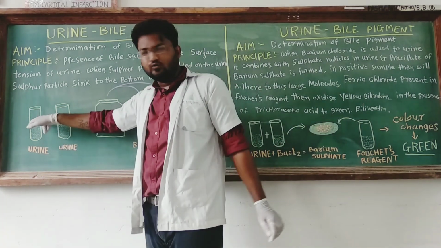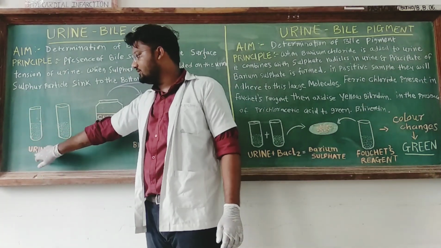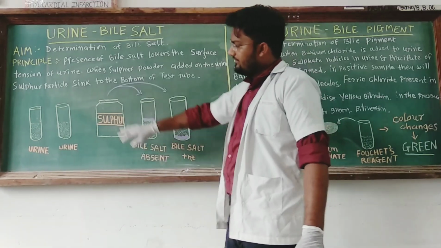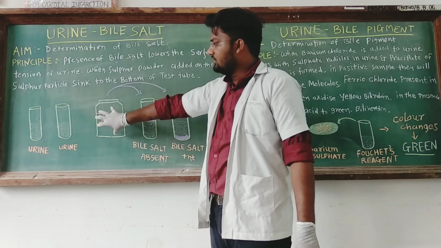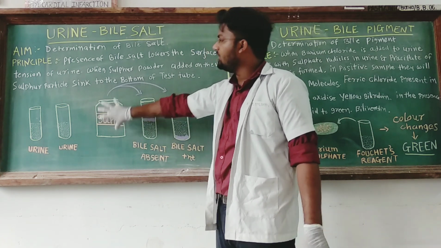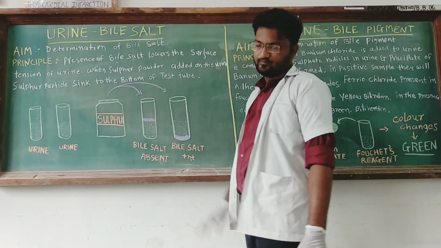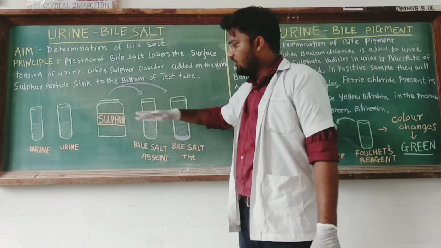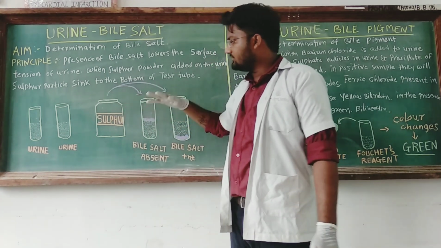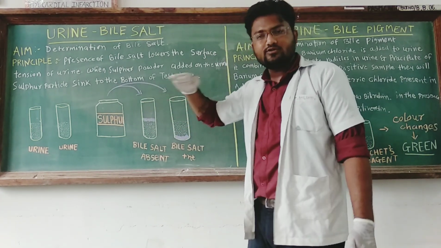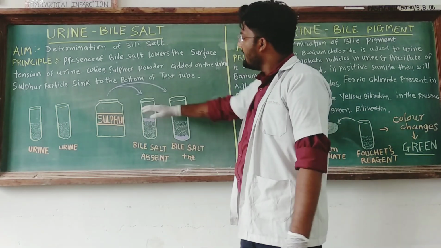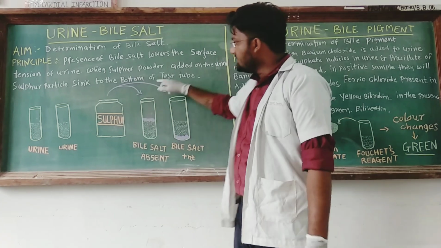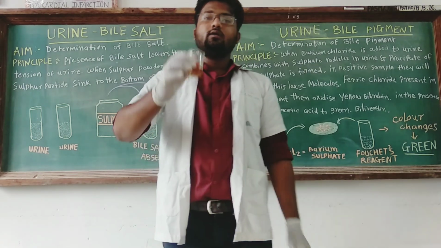We are taking two test tubes. First is for the urine and second one is the control. Whenever we sprinkle the sulfur powder in both test tubes, in the control sample the sulfur powder floats, which means the sulfur powder is situated at the top of the liquid, and in the positive sample the sulfur powder sinks to the bottom.